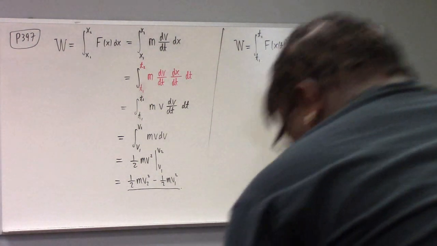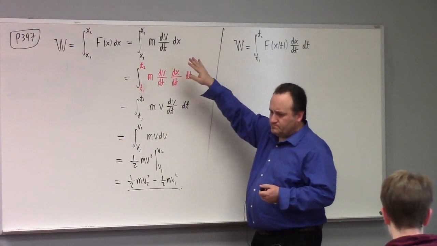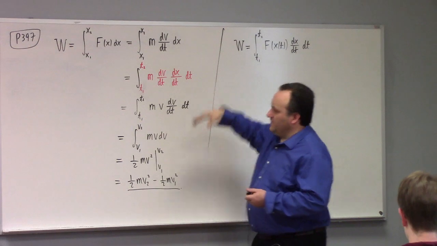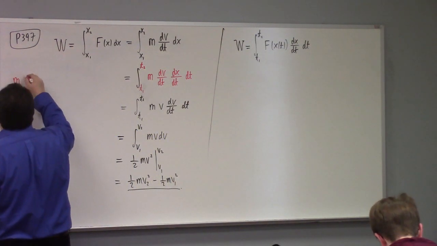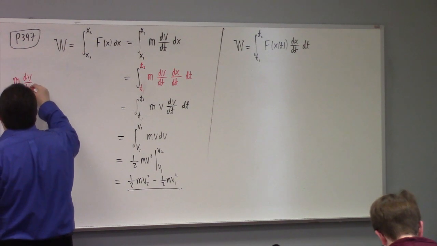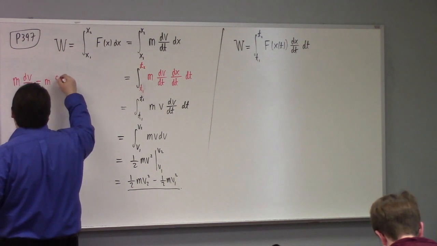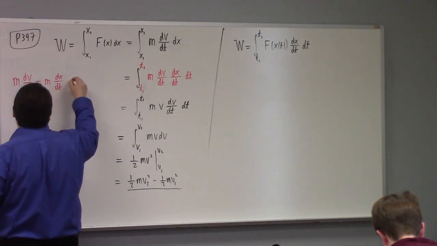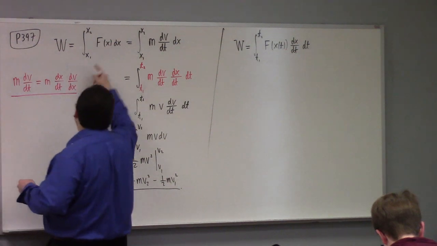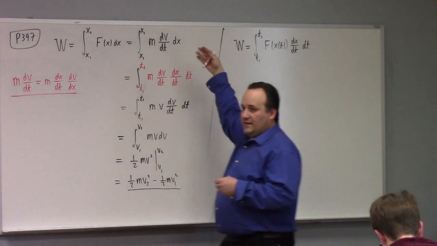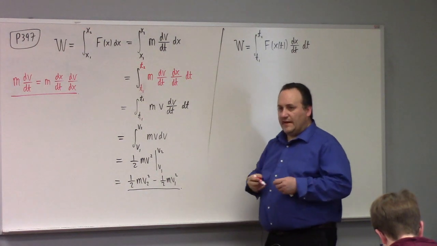We could have used a trick at the start to circumvent some of this. If you instead use the following trick, m dv/dt you can rewrite as m times dx/dt times dv/dx. See, if I just used that trick at the start, we could have circumvented two of the steps here and just done that.